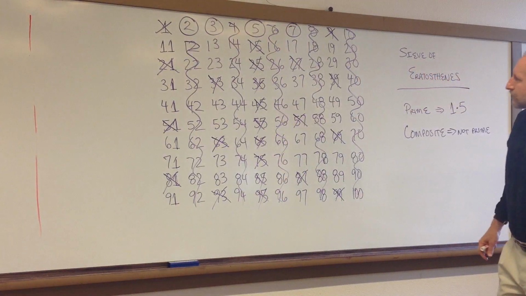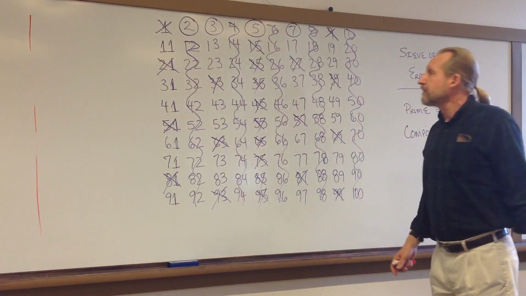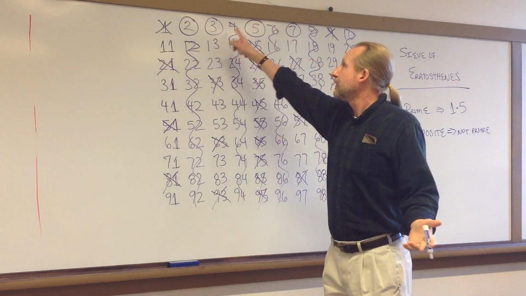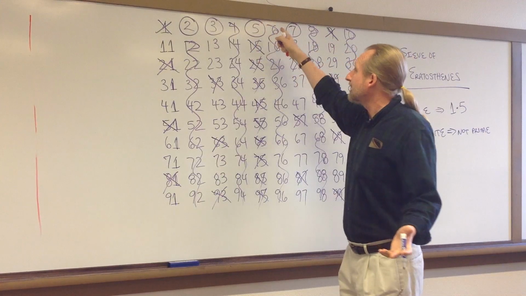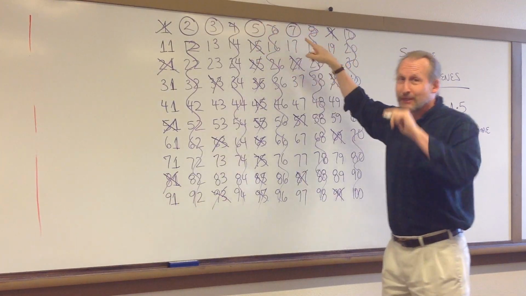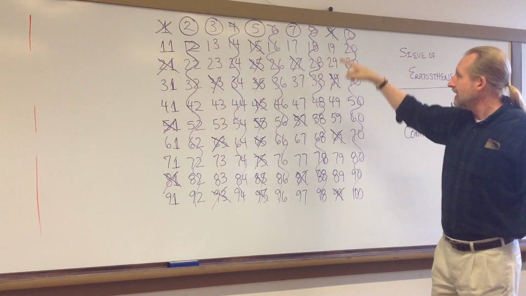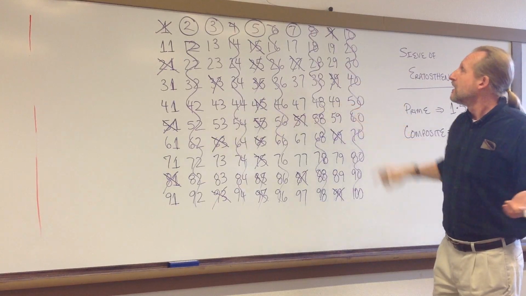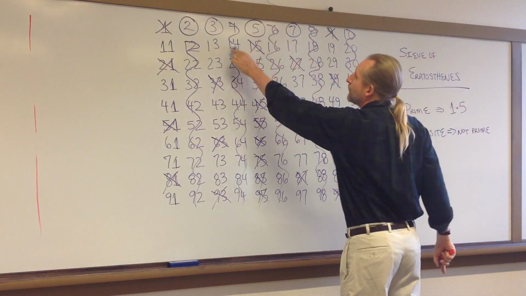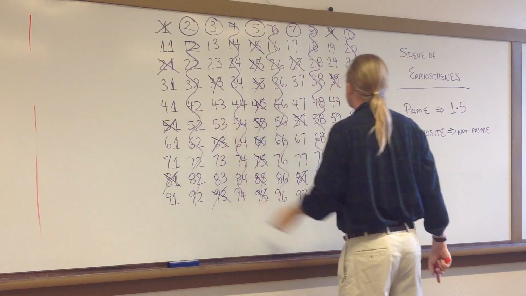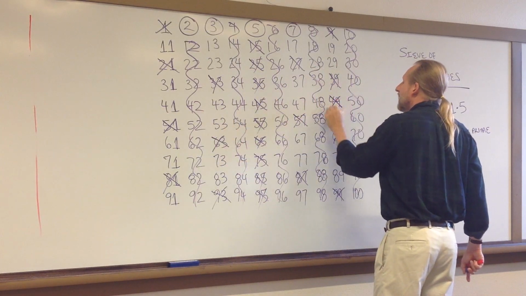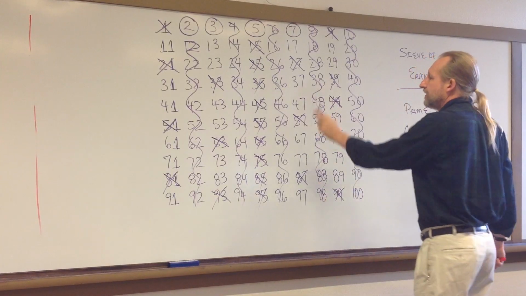Now, we've crossed out everything that's divisible by 2, 3, and 5, and that also covers 4 and 6. So the first multiple of 7 that we're going to run into is going to be 7 times 7. Okay? So let's go through this. There's 7, 14, 21, 28, 35, 42, and there it is, 49. We haven't crossed that out yet.